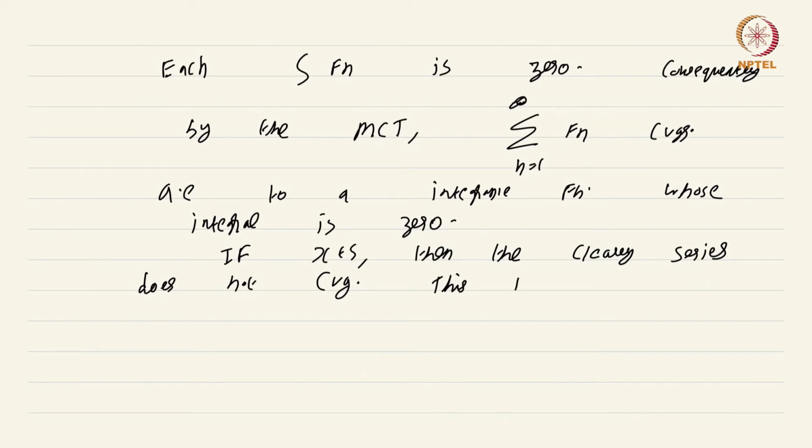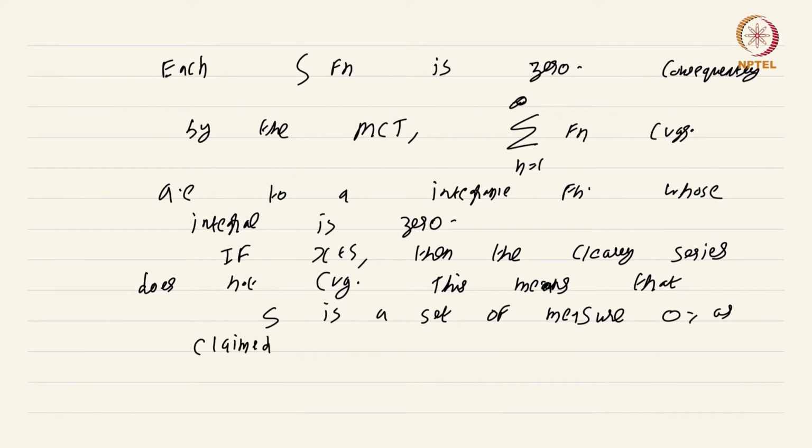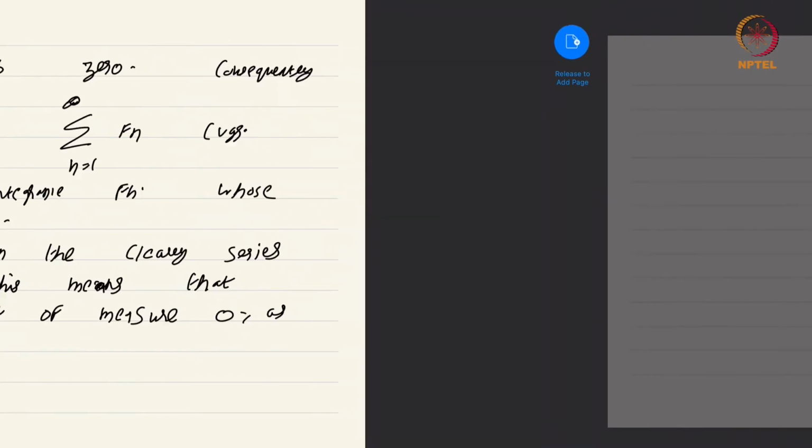This means that S is a set of measure 0, because this series, summation Fn, must converge outside a set of measure 0. It does not converge on S, consequently S must be a set of measure 0, as claimed. Might look like a roundabout way of showing it, but nothing really deep is happening.